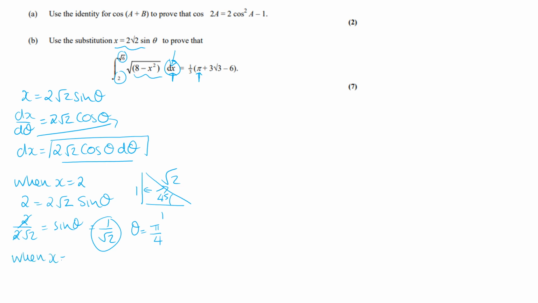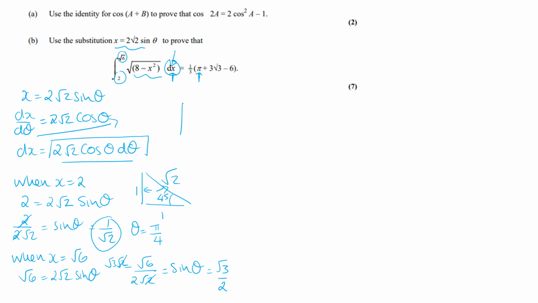When x is equal to root 6, root 6 will equal 2 root 2 sine theta, and then if we cross multiply again, root 6 over 2 root 2 will equal sine theta. I can rewrite the root 6 as root 3 root 2. The root 2's will cancel and I'll get that sine theta is root 3 over 2.